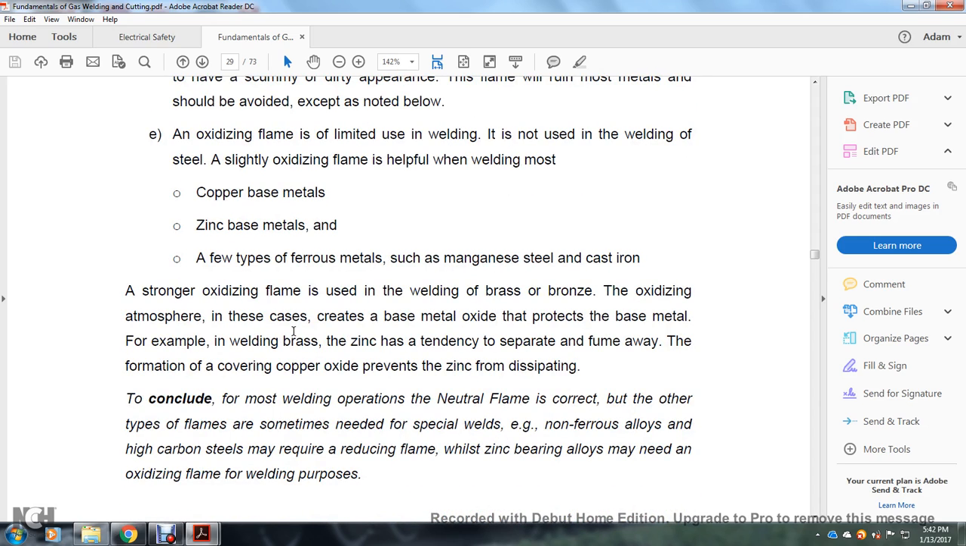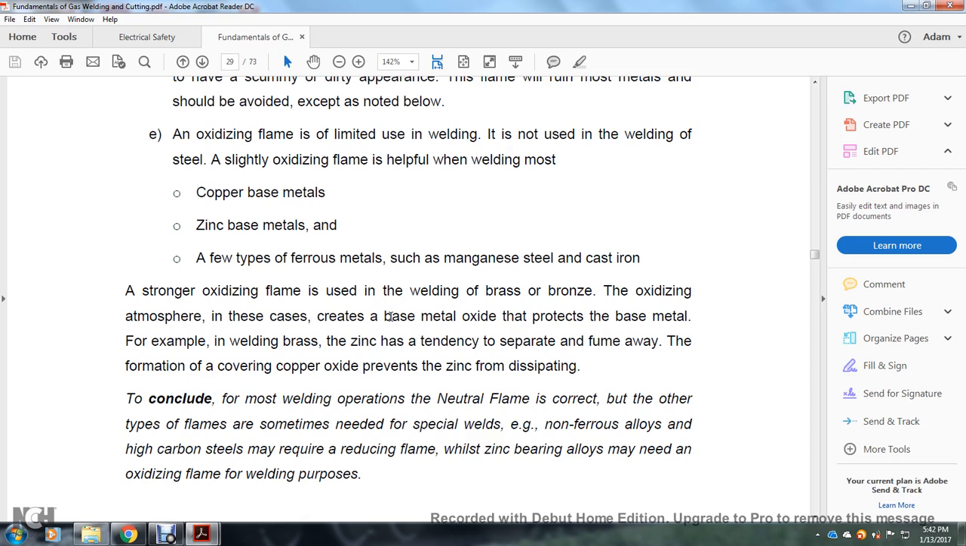An oxidizing flame is limited in its use in welding. It is not used for welding steel. A slightly oxidizing flame is helpful in welding copper-based metals, zinc-based metals, and a few types of ferrous metals such as manganese, steel, and cast iron. A strong oxidizing flame is used for welding brass and bronze.